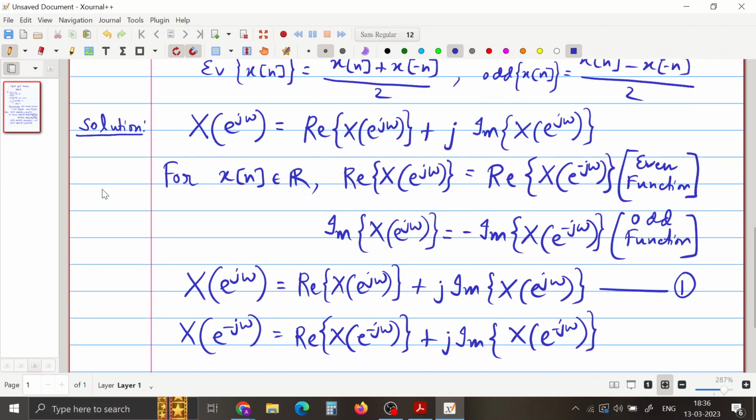So now all I have done is I have written capital X of e power j omega as two parts, real part and imaginary part. And then what I have dictated to you just now, I have just written it down. The result that we got for x of n being real valued: the real part is an even function. The real part you considered as cos theta, so you consider it as an even function. Am I correct, sir?